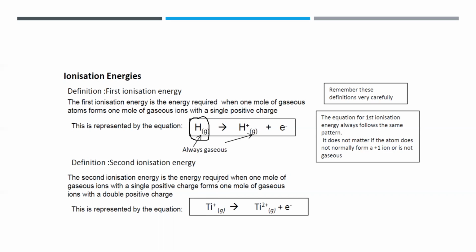In the same way, if we have already removed one electron and we are removing the second electron, then it refers to second ionization energy. The general trend of ionization energy: as we go down the group, the size increases, so ionization energy decreases. So down the group, the ionization energy is decreasing. Across the period, the ionization energy increases.